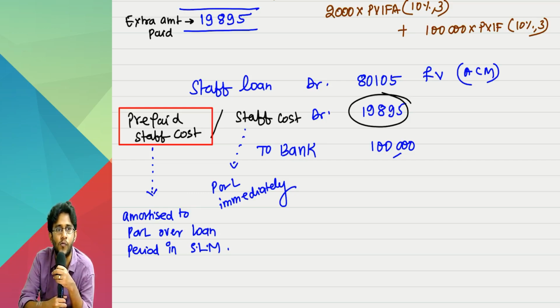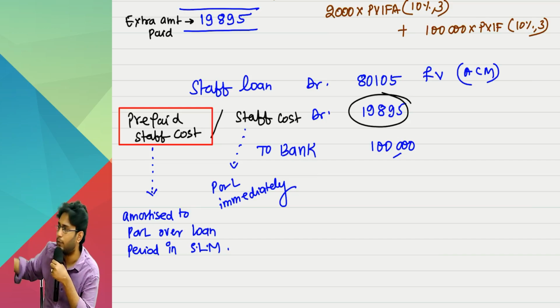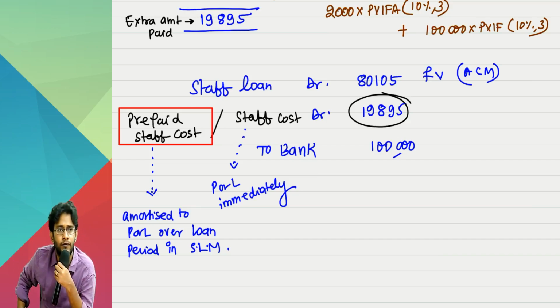When you amortize it off to the P&L account every year, it won't be there. We amortize it over 3 years.